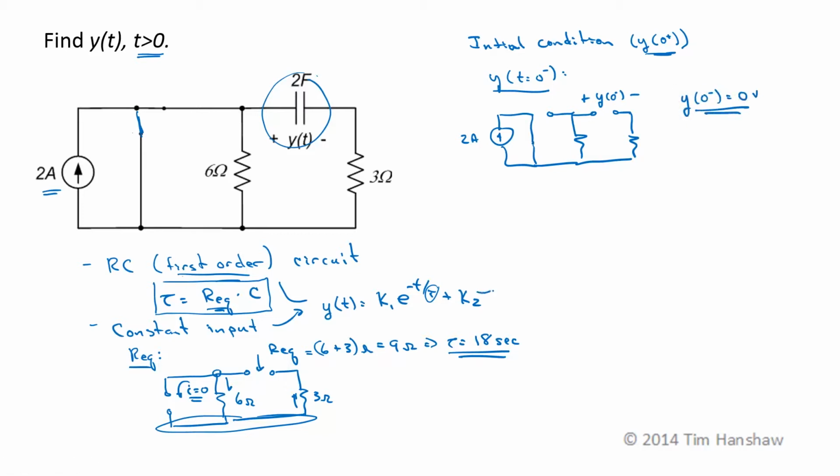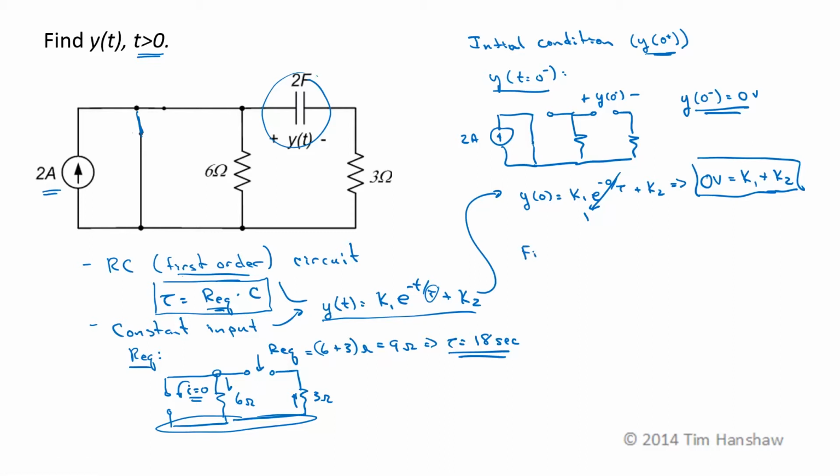If I look at this condition here, y at 0 is equal to k1 e to the minus 0 over tau plus k2. E to the 0th is 1, so y of 0, which is 0 volts, is just equal to k1 plus k2. That gives us one of the equations that we need to solve for the constants in our solution. Now let's look at the final conditions, or the steady state conditions.